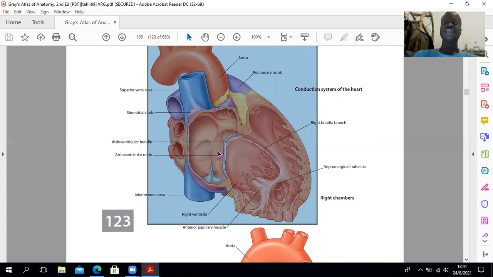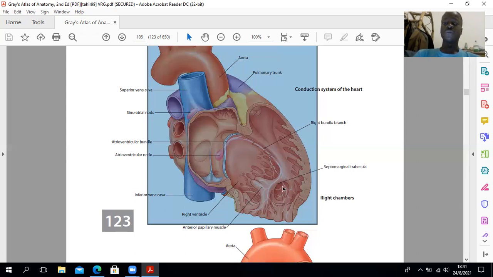the atrioventricular node rather. Then you're going to have the atrioventricular bundle, which is then going to bifurcate at the superior border of the muscular part of the interventricular septum into a right bundle branch and a left bundle branch, right? So cells within these parts, they're actually going to be smaller than the normal cardiac myocytes, and they're going to contain fewer myofibrils and intercalated discs.